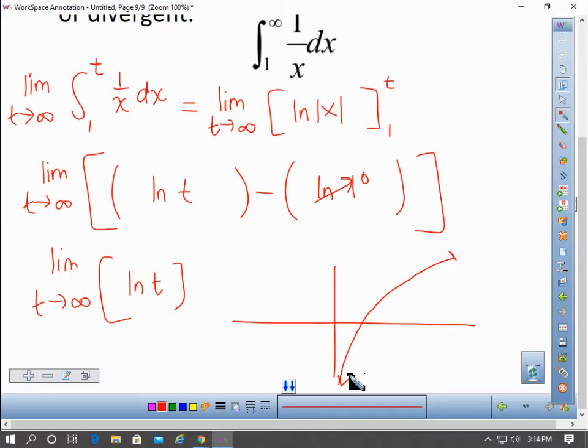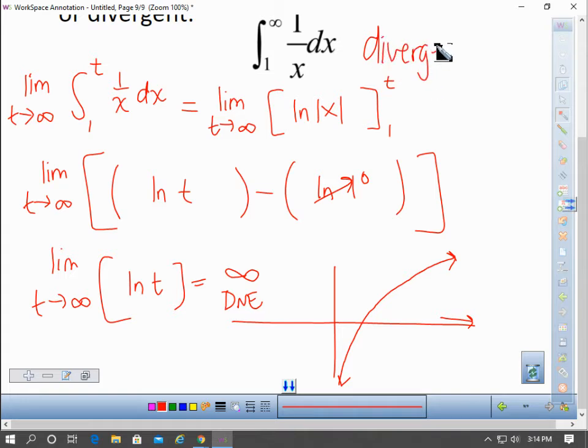So as t goes to infinity, what happens to your y-coordinate here? It's going to keep going up and up forever. So this answer is infinity, which means it does not exist. All right? Which means this function up here diverges. So diverges means we get an answer that does not exist.